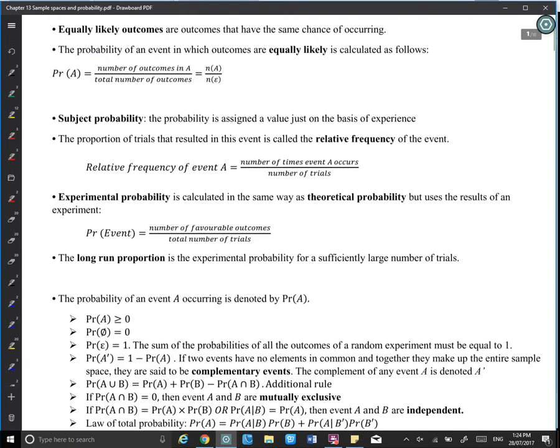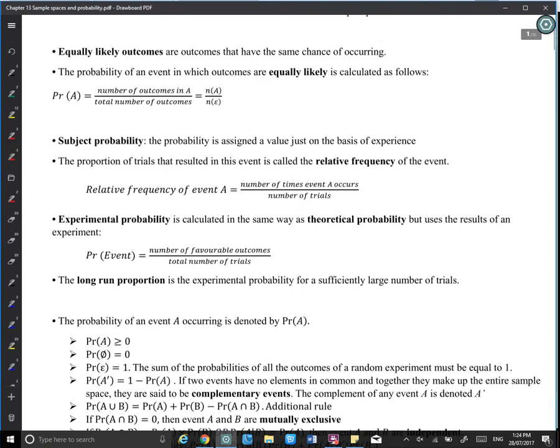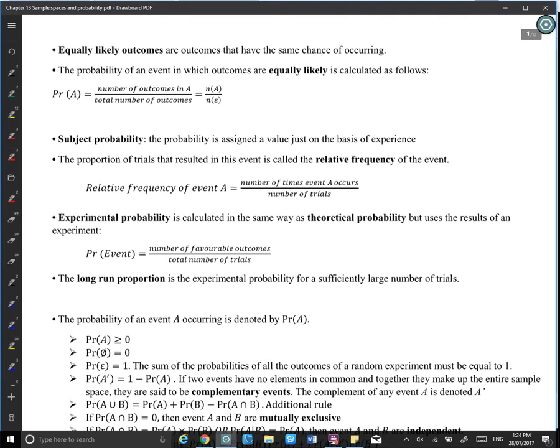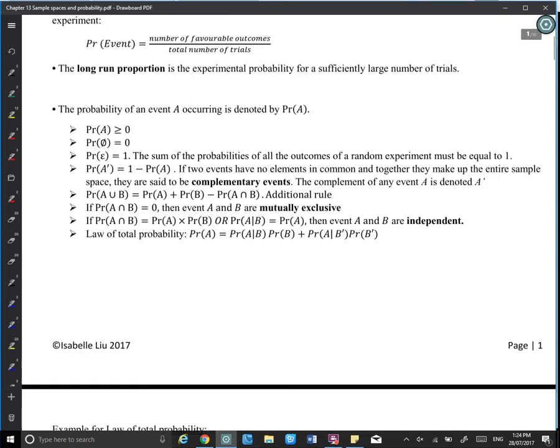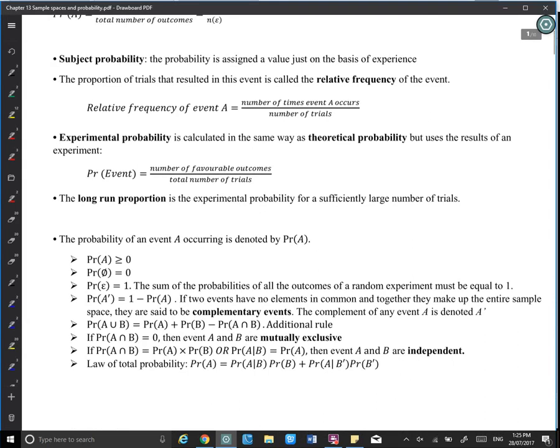Okay, for an event in which the outcomes are equally likely, you find the probability by taking the number of favorable outcomes divided by the total number of outcomes. That will be the probability.